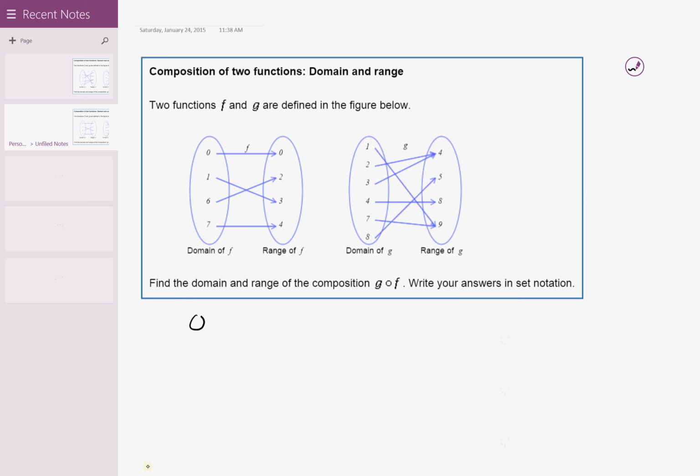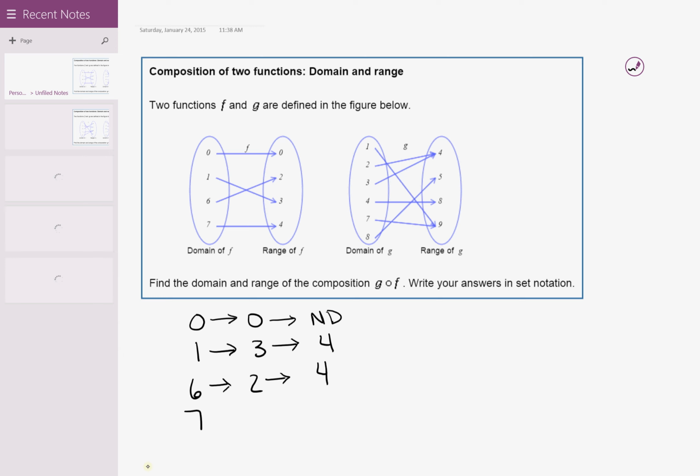If I substitute 0 into f, I get 0. And that's not defined as an input for g. Not defined. If I put 1 into f, I get 3. And if I put 3 into g, I get 4. If I put 6 into f, I get 2. And if I put 2 into g, I get 4. If I put 7 into f, I get 4. And if I put 4 into g, I get 8.